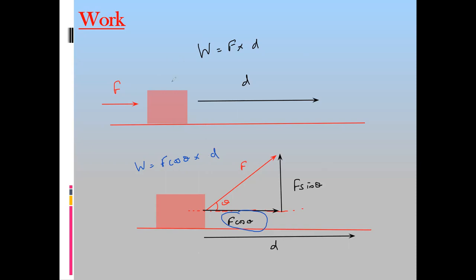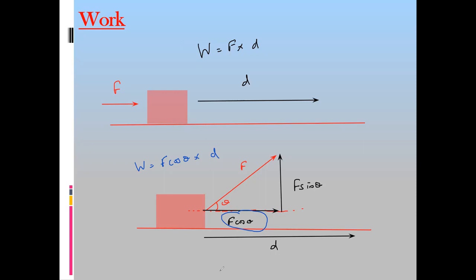Is it clear? In both examples we are doing work on a horizontal surface, but in the first one the force is horizontal, and in the second one the force is making a certain angle with the x-axis. So there will be a component of the force, and we'll always take the component which is responsible for the distance.